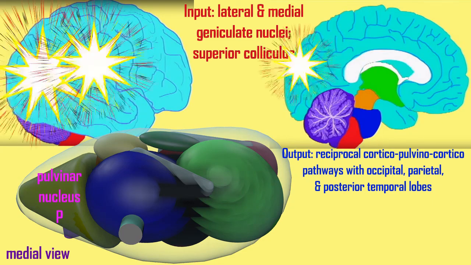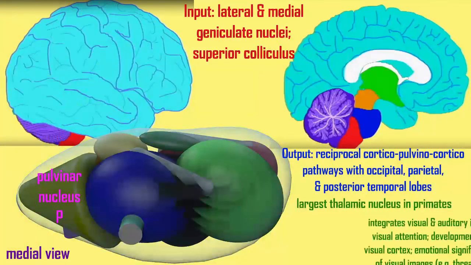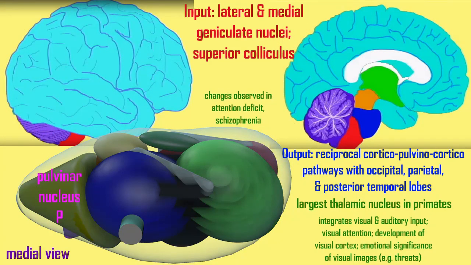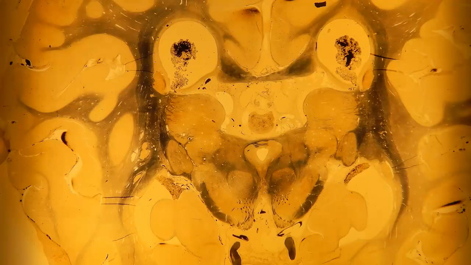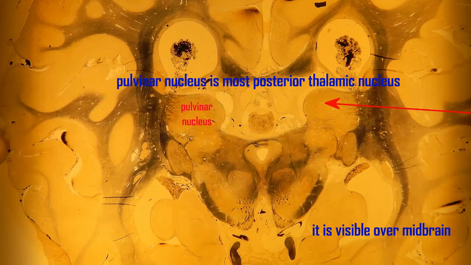So it interacts with the occipital, parietal, and posterior temporal lobes of the cerebrum, where it integrates visual and auditory input, visual attention. It is important earlier in life in the development of the visual cortex in a role that it does not play later. And also it is involved in limbic connections. So for example, there is emotional significance to some, say, images, like a threat.